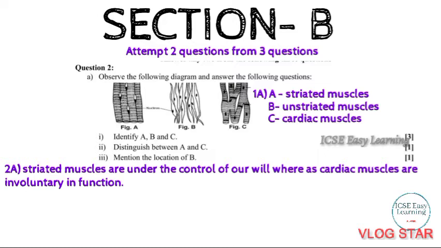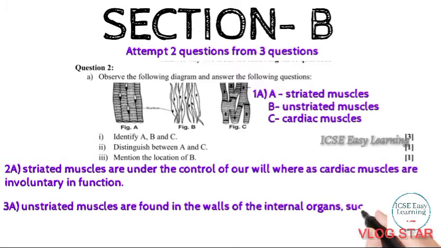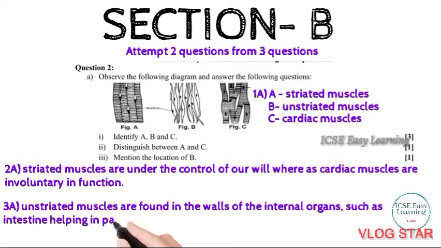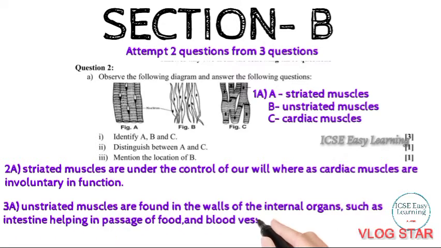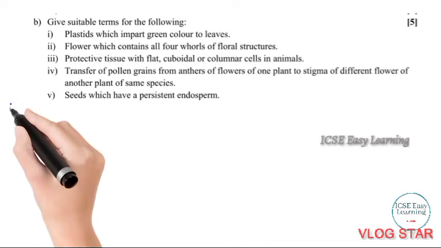Third question: mention the location of B, that is, unstriated muscles. It consists of 1 mark. Unstriated muscles are found in the walls of the internal organs such as the intestine, helping in the passage of fluid, and in blood vessels, etc. Example: excluding the heart.